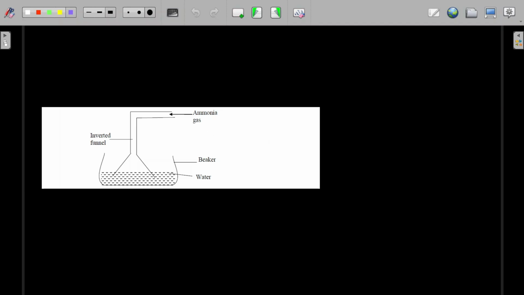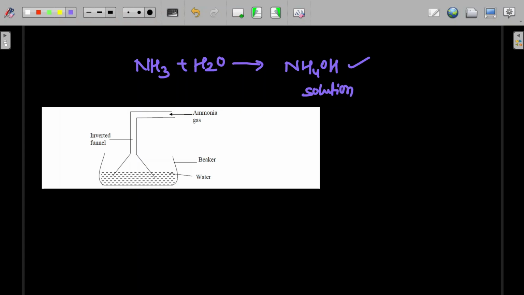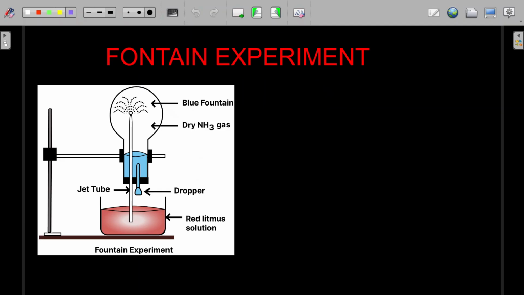Solution preparation. Ammonia gas is different, ammonia solution is different. When you dissolve ammonia gas in water, you will get NH4OH, ammonium hydroxide solution. So this will act as a base. Okay, again the fountain experiment is the same. So here we use red litmus, it changes to blue color.